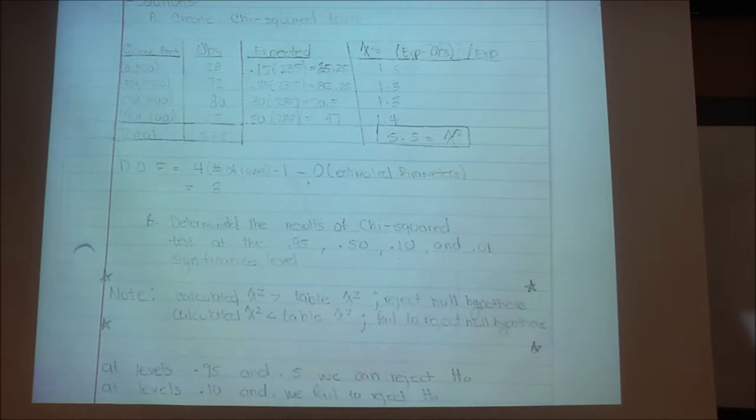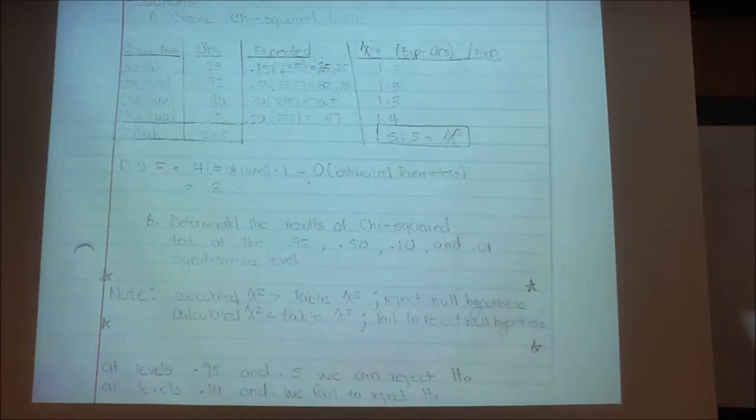To determine the degrees of freedom, you take your number of rows, which is 4, minus 1, minus 0, because we're not estimating any parameters. For us, we get degrees of freedom equal to 3. Now on to part B.